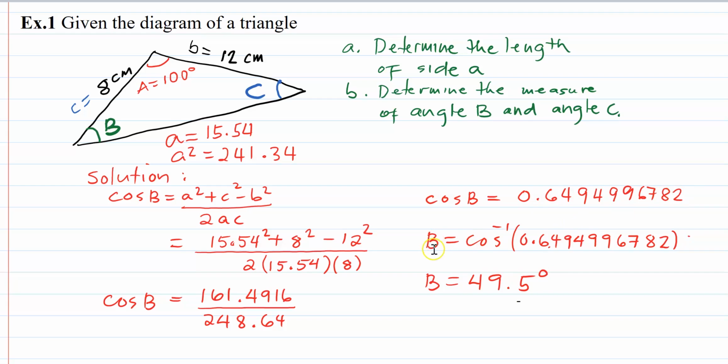Cosine of B is equal to 0.649499678. And because we're going to solve for the measure of angle B, then we are going to use the arc cosine of 0.6494996782, and this gives us the measure of angle B, 49.5 degrees.